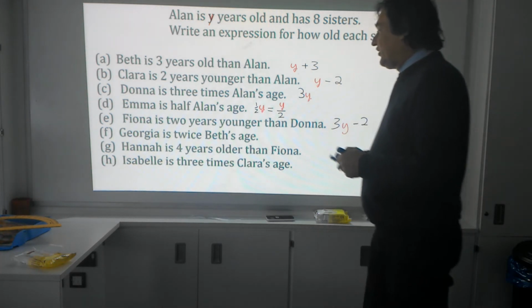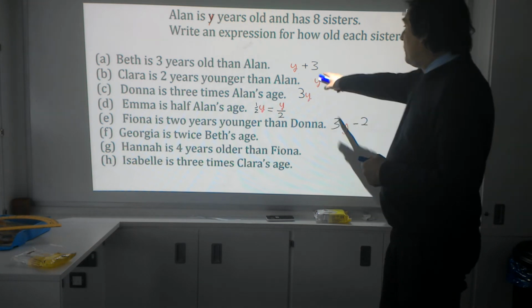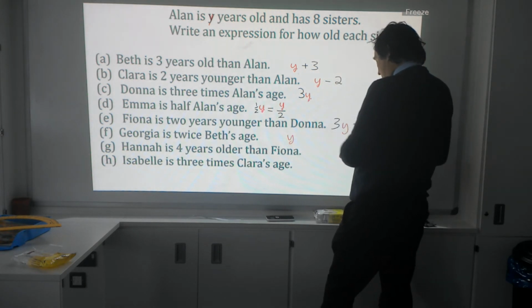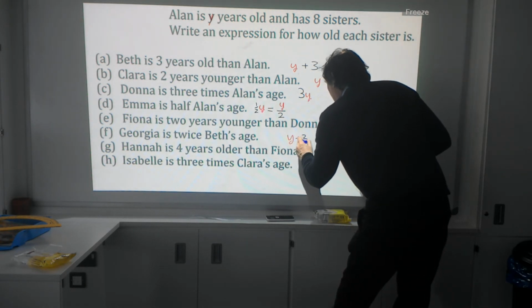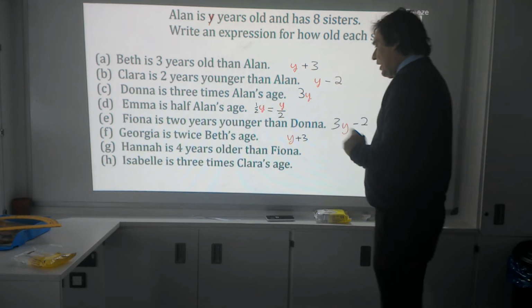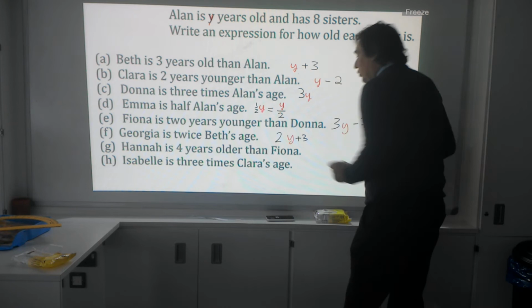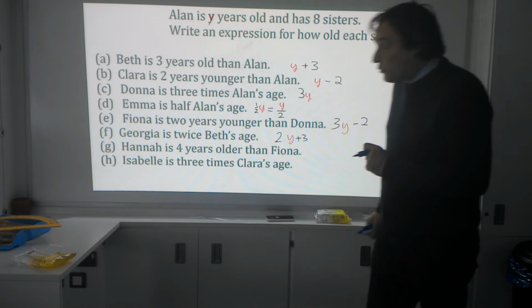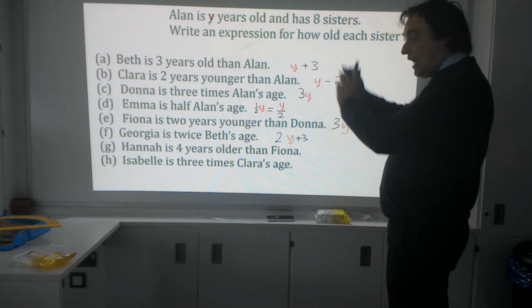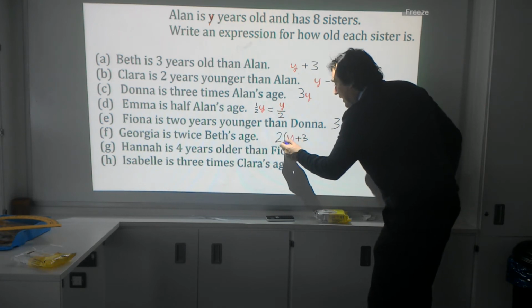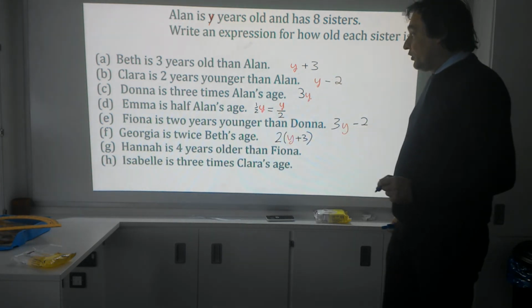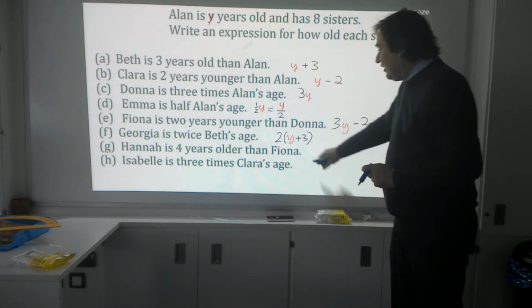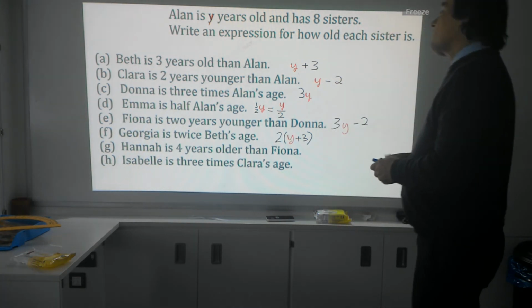Georgia is twice Beth's age. So Beth is Y plus 3. Let's put Beth's age here: Y, and we add 3. Now she's twice Beth's age, so we've got to double it. If I just put a 2 there and leave it alone, all that means is I'm only doubling the Y. To make sure we capture each element of Beth's age, we've got to put a bracket round Beth's age. So Georgia's twice Beth's age bracketed. That's all of Beth's age bracketed in there. Make sure you don't forget to do that.